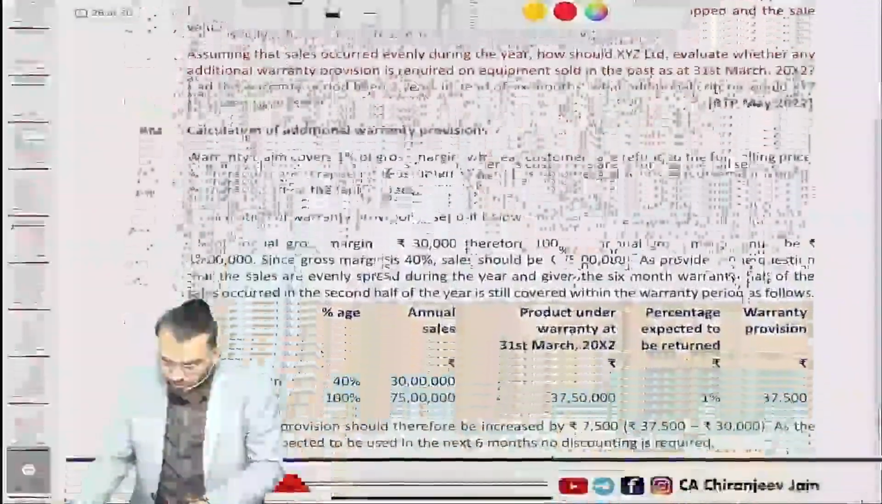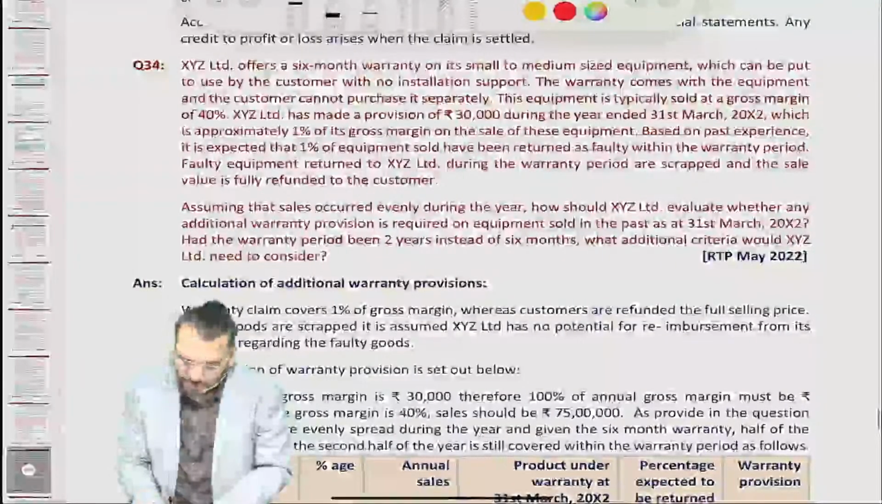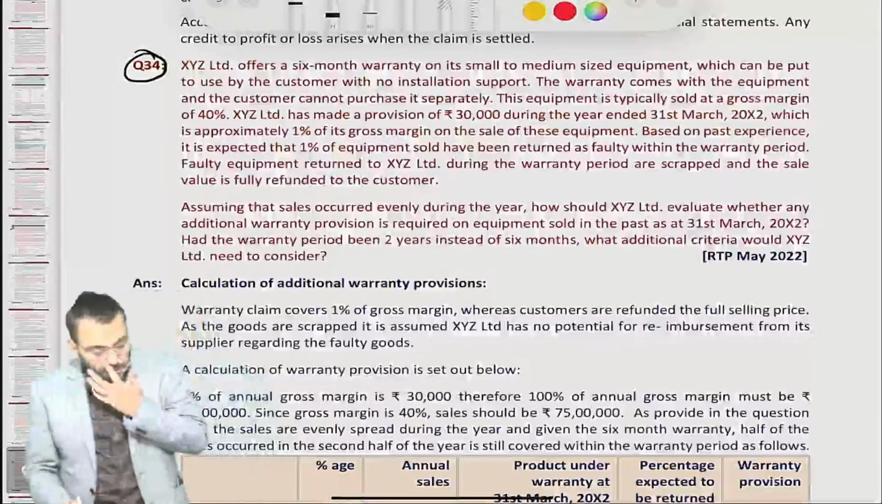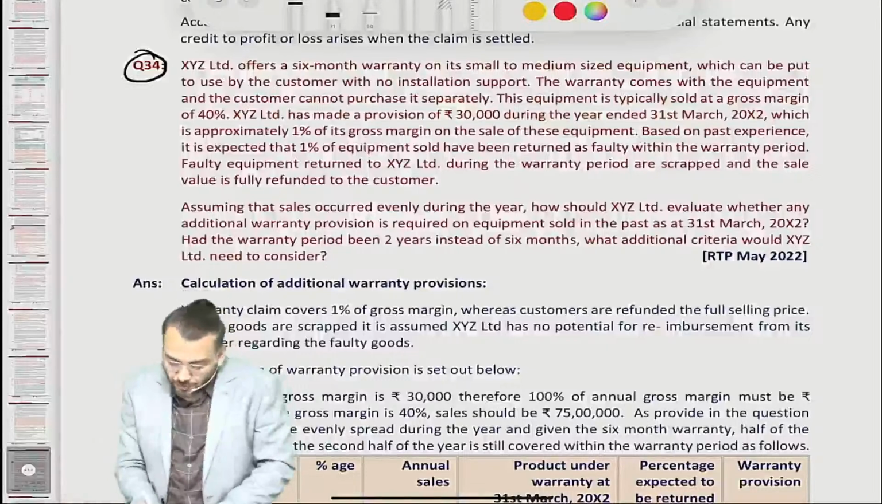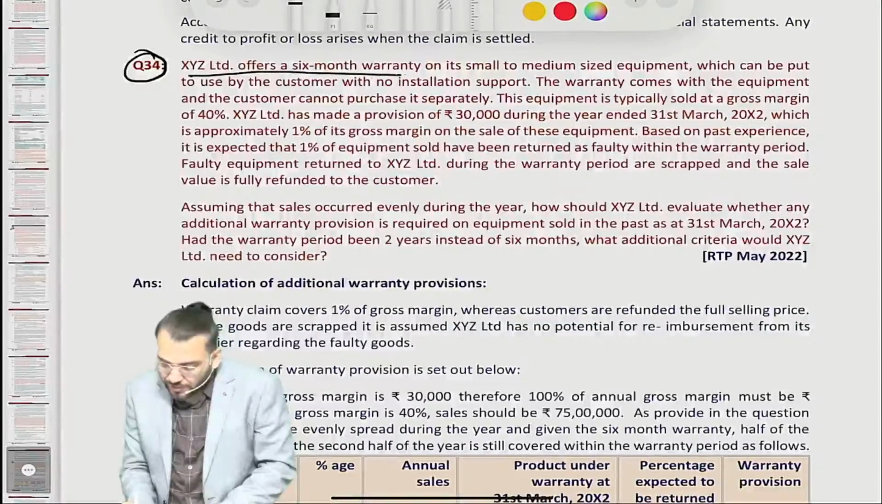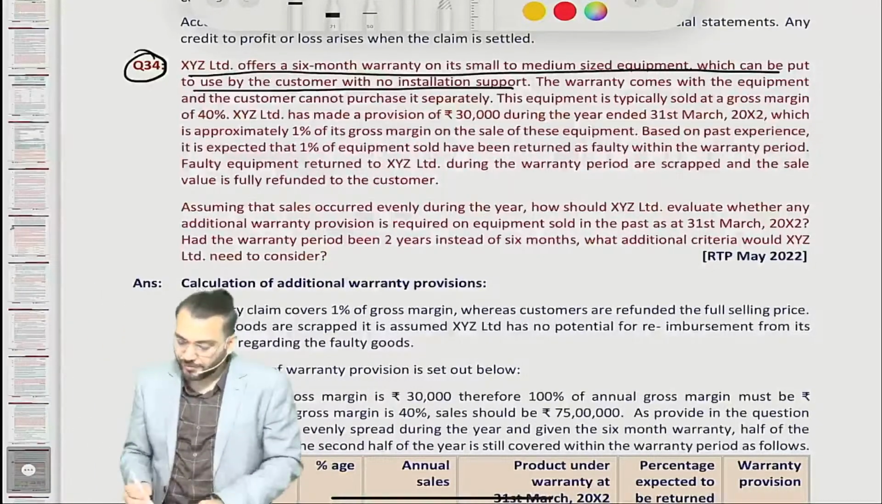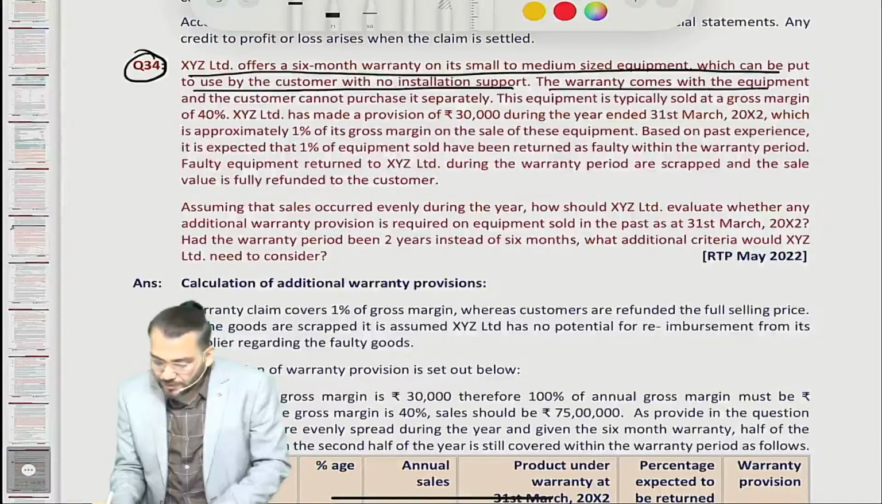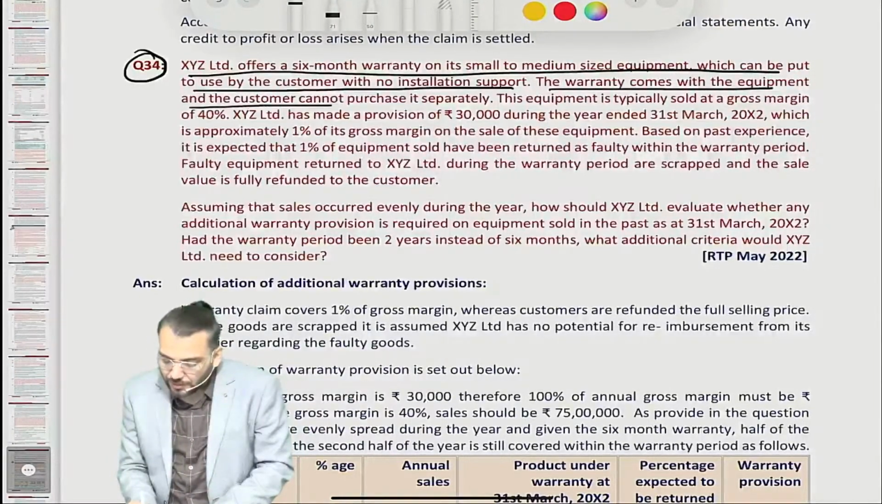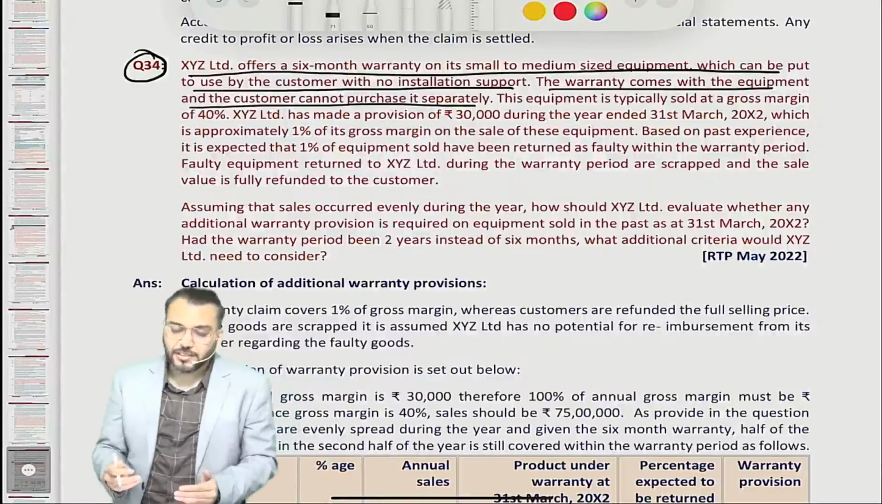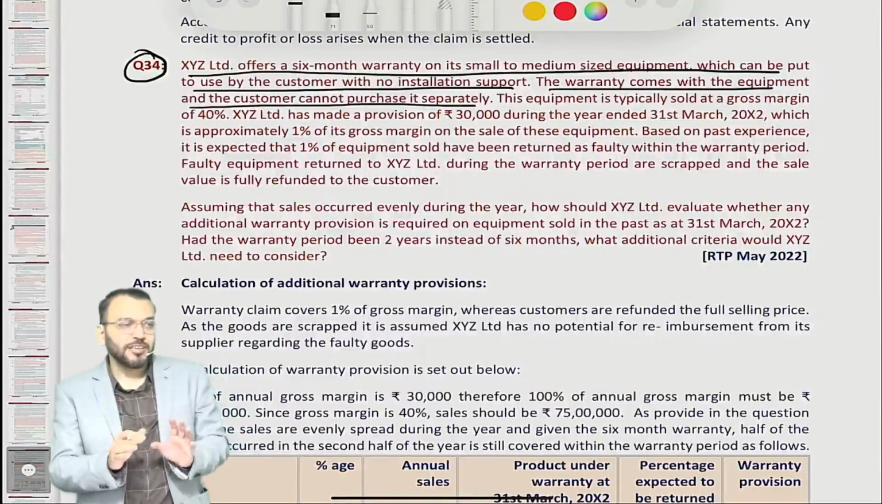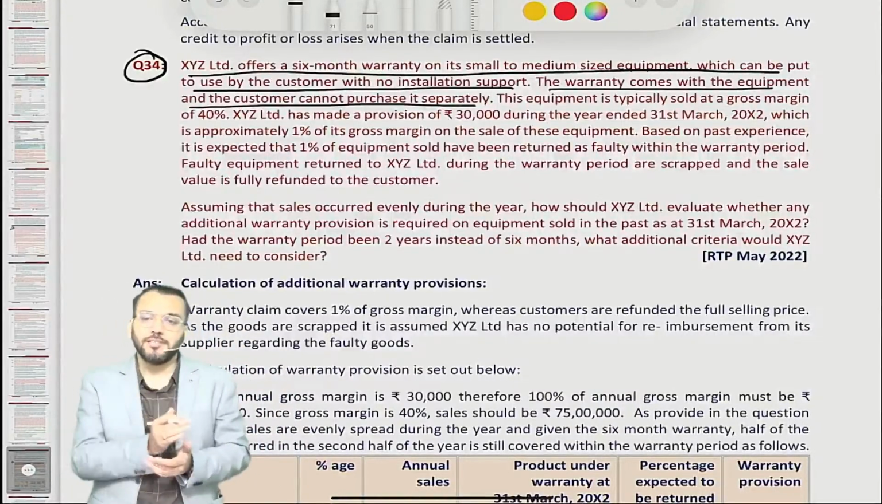Is that the question? A good question was given in RTP. Let us read. XYZ Limited offers a 6-month warranty on its small and medium size equipment, which can be put to use by the customer with no installation support. The warranty comes with the equipment and the customer cannot purchase this warranty separately.